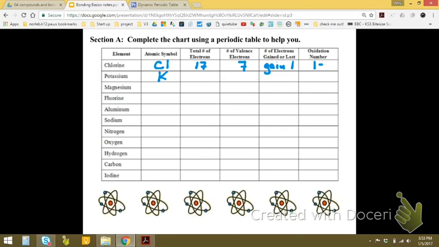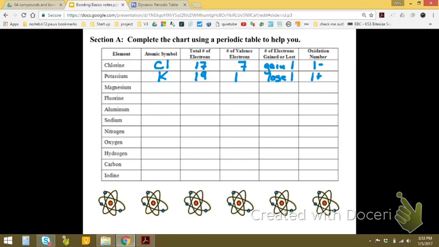Potassium. Potassium's atomic symbol is K. It's found in the 19th block in the periodic table. It's found in group 1. And since potassium is in group 1, it needs to lose 1 electron to have a full valence shell. So unlike chlorine, potassium has a +1 oxidation number, or a +1 charge. Notice which side of the periodic table these two things are from. Chlorine is from the right-hand side of the periodic table, so it's negative. Potassium from the left-hand side of the periodic table is positive.